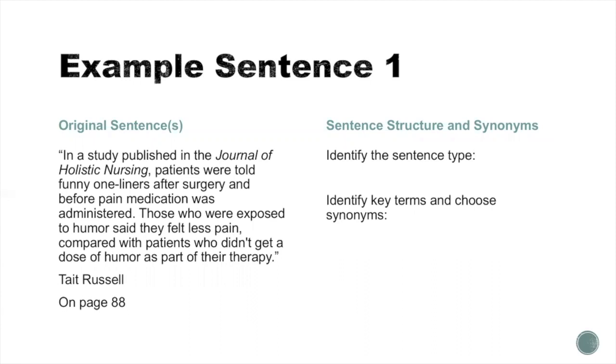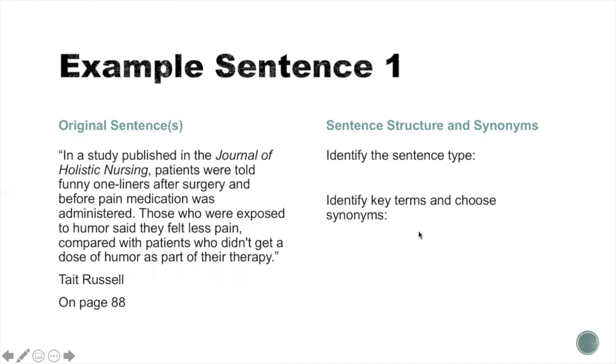And so to create a paraphrase, there are two steps, two kind of strategies to think about. We want to identify the sentence type, so we can think about using a different sentence structure. And we want to look for key terms that we see in the original sentence and try to choose synonyms.